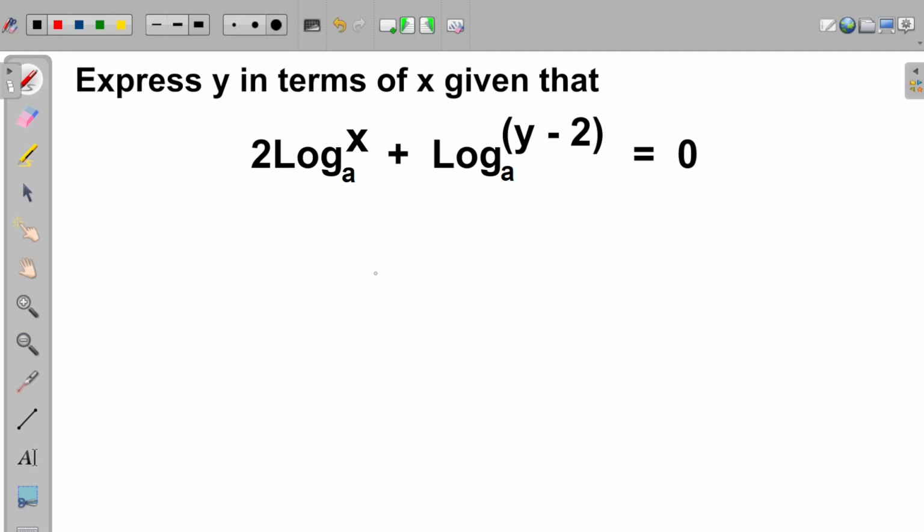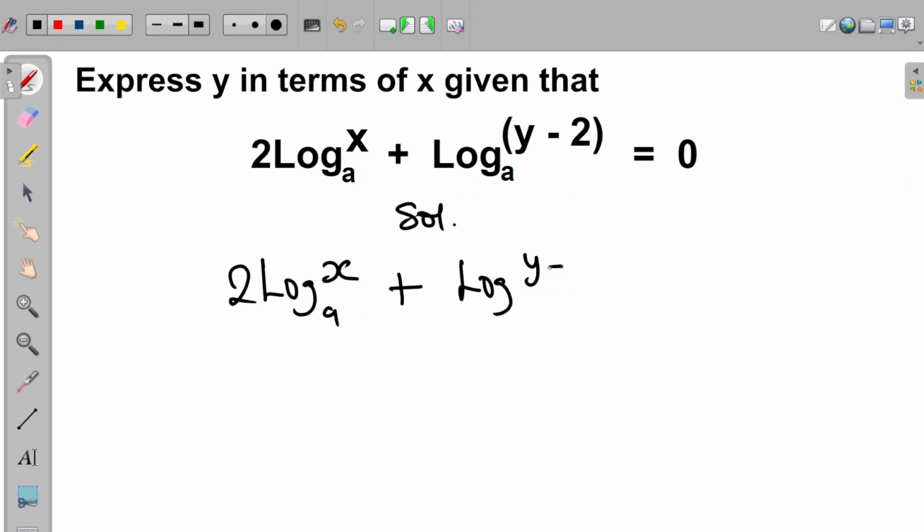Hi, in this video, we are asked to express y in terms of x, given that 2 log x in base a plus log (y minus 2) in base a is equal to 0. So, we have that 2 multiplied by log x in base a plus log (y minus 2) in base a is equal to 0. Now we can have this become log x squared all in base a.